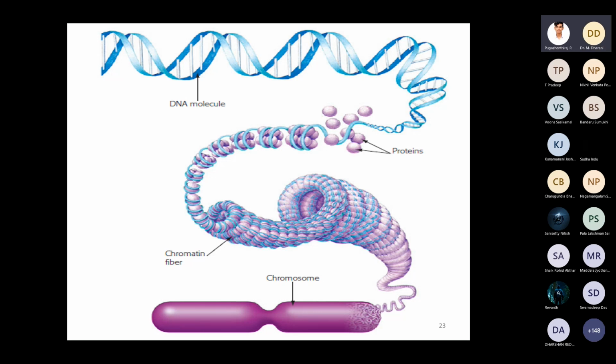Yeah, so now is it clear? The DNA molecule, these things are nothing but nitrogenous bases and sugar phosphate. This, when combined together with protein, is what is called a chromatin fiber, and that in the condensed form is what is called a chromosome.